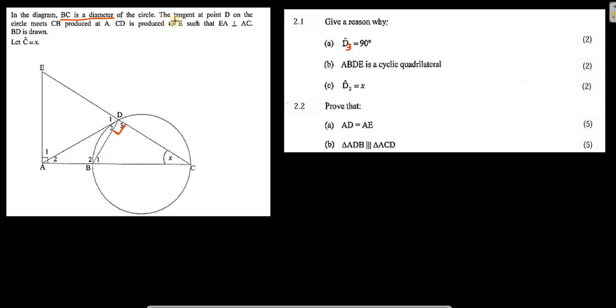Then we are told that there is a tangent at point D, so it's AD. Since it's a tangent, this angle, if I call it X, will be equal to this one, X. So D2 and that one both will be X. What else? And then EA is perpendicular to AC.